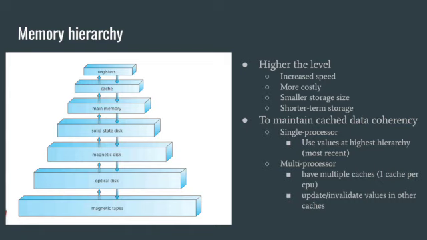To maintain cache coherency, for a single processor, we'll use the most recent value, which is the value at the highest hierarchy, and for multiple processors, we'll need to update or invalidate values in other caches, since a multiprocessor has multiple caches.